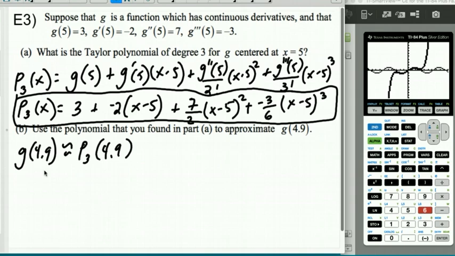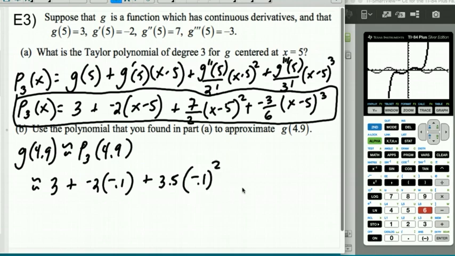And you might be thinking, oh my gosh, but that's horrible. The thing is, it's really not, because I didn't FOIL out any of this stuff with x minus 5, right? So 4.9 minus 5 is just a negative 0.1. So this is a 3 plus this negative 2 times a negative 0.1, right? Plus a 7 halves or a 3.5, doesn't really matter to me which one you pick. And then a negative 0.1 quantity squared, which we'll talk about in a sec, right? Plus this is a negative 0.5 times this negative 0.1 quantity cubed.